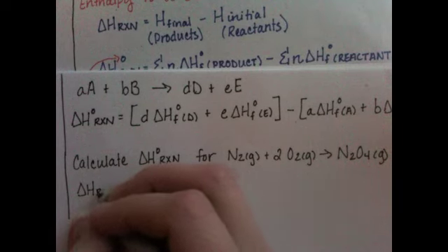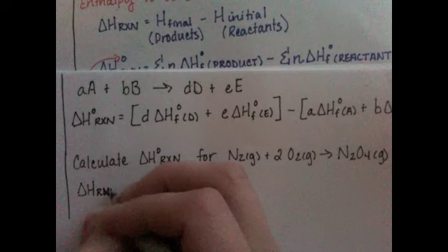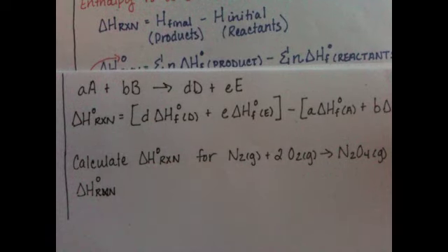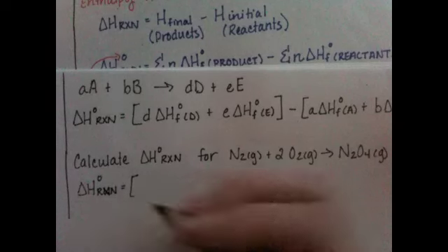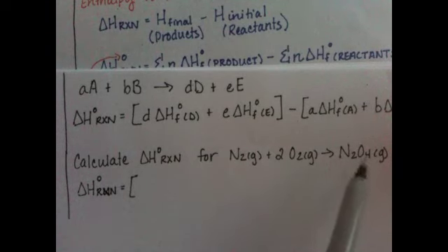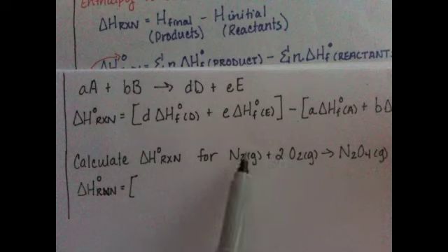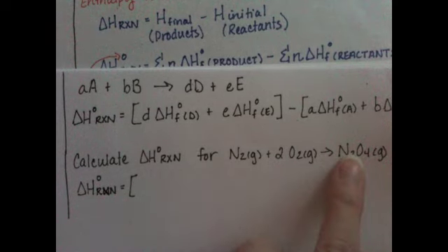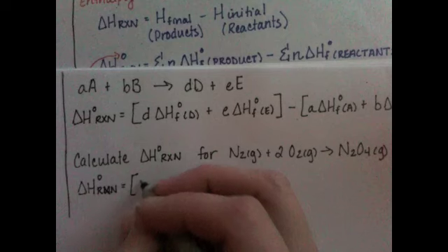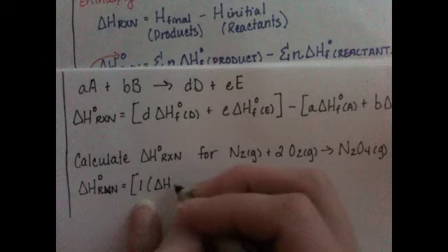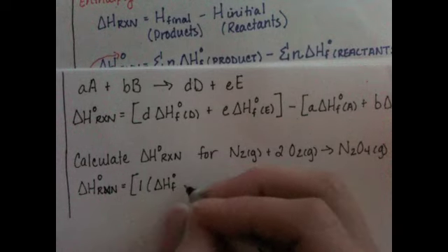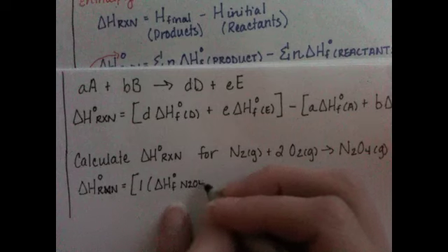Most of the time when you do this, you're not going to take the time to write this out every single time. But for the first couple times, it's good to do it, just to make sure that you're putting everything in the right spot. So we're going to do products minus reactants. We have one product molecule, and its coefficient is 1. So it's going to be 1 times the enthalpy of formation of N2O4 gas.